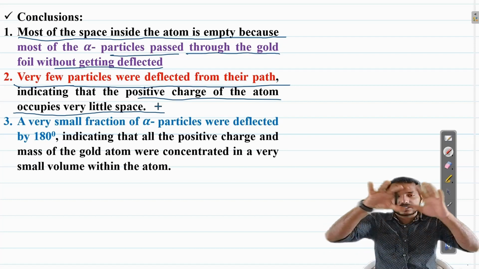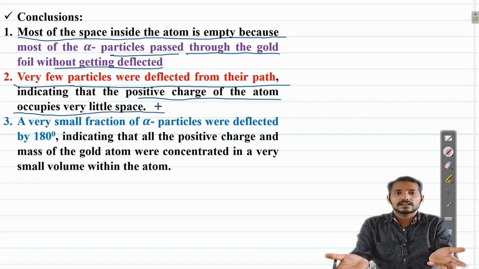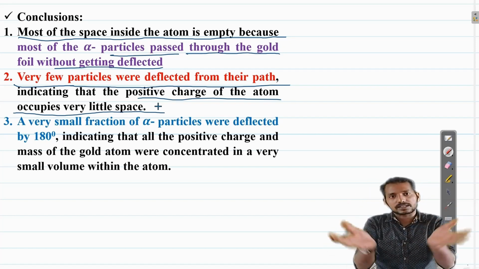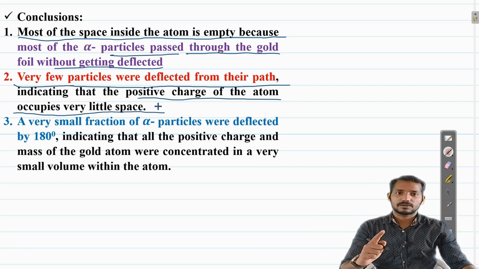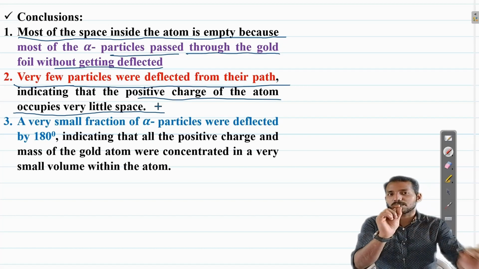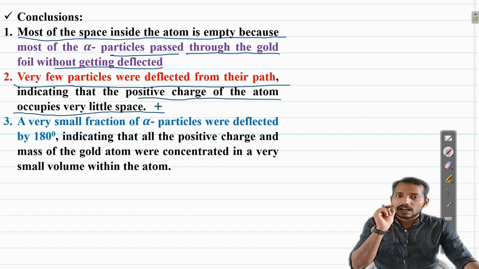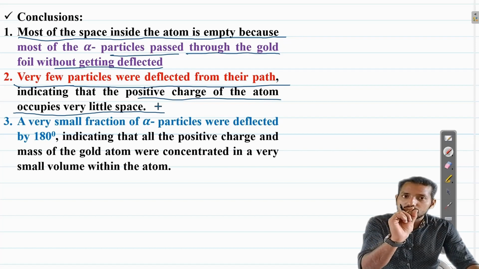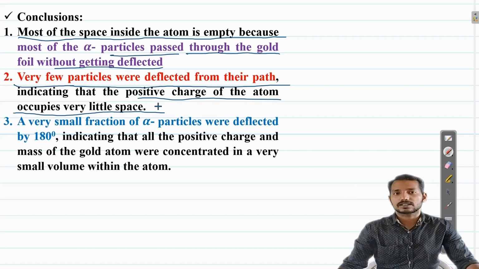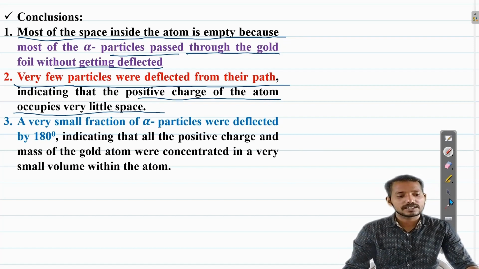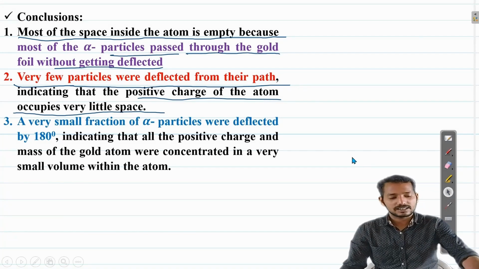If it is a charged sphere, then all the particles should be deflected. But the positive charge occupies only a little space, so very few particles go through that space, and only those particles get deflected. Let's compare his expectation and the exact observation.